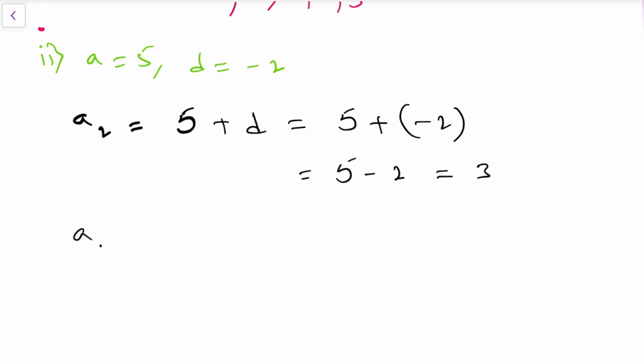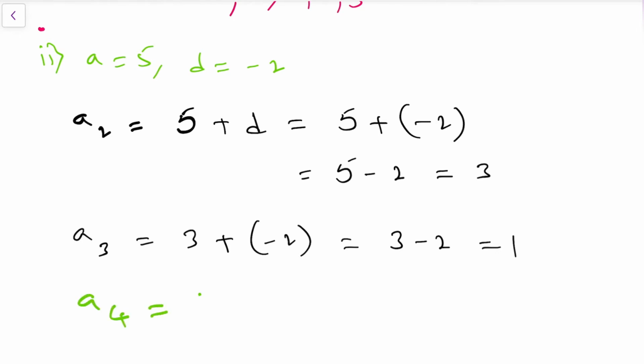The same way, now A3 is nothing but A2 plus common difference. So A2 is 3, plus common difference minus 2. So 3 plus into minus 2, 3 minus 2 is 1. Now the same way, if you want A4, A3 value plus common difference. 1 plus into minus 2, 1 minus 2, minus 1.